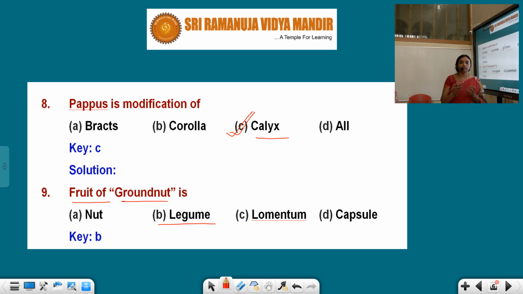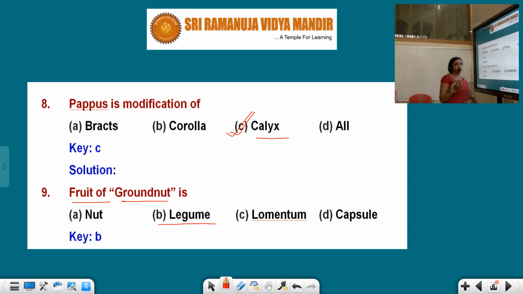And the third is schizocarpic, where small bits form, the fruit forms bit-like structures. Here the groundnut is legume type, that means dry dehiscent fruit. Answer is B. So here B is the answer.